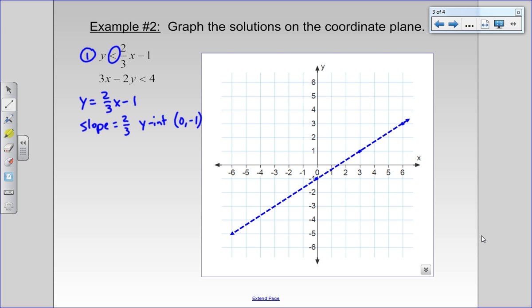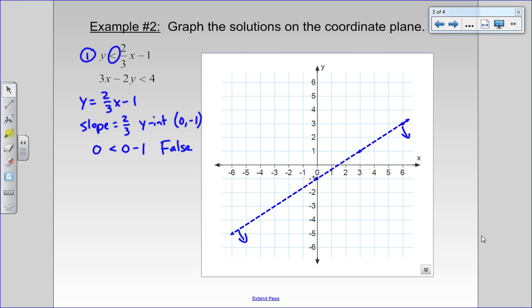Now to determine which side of the boundary line contains solutions, we can test a point. The origin is convenient if we let y equals 0 and x equals 0 in that inequality. 0 is less than 0 minus 1 would be false, so the origin is not a solution. Therefore, the solutions are all the points on the opposite side of the boundary line from the origin.